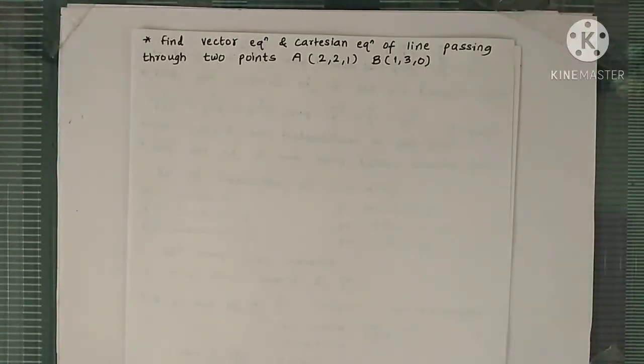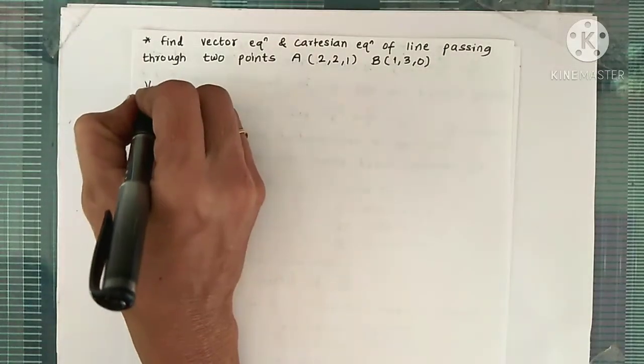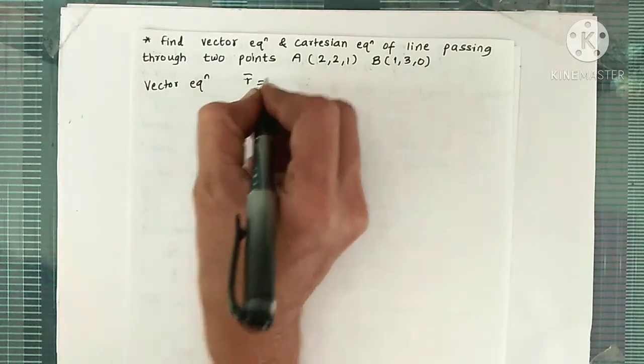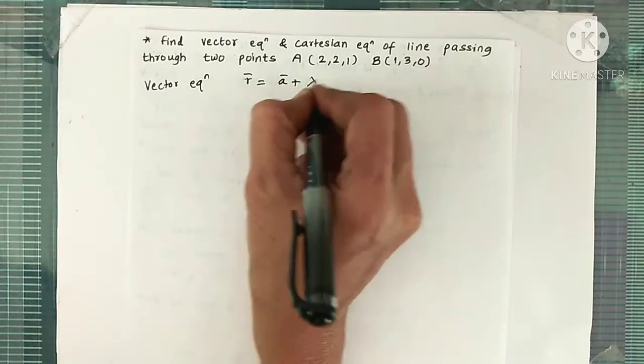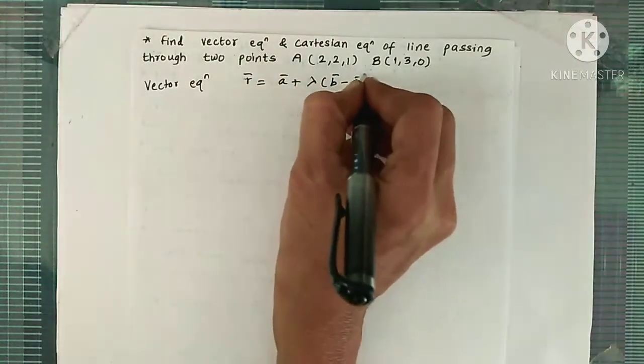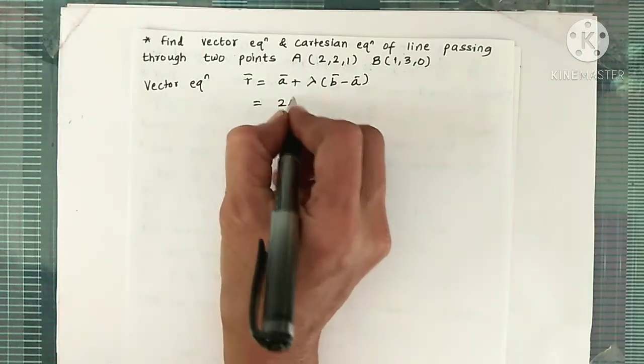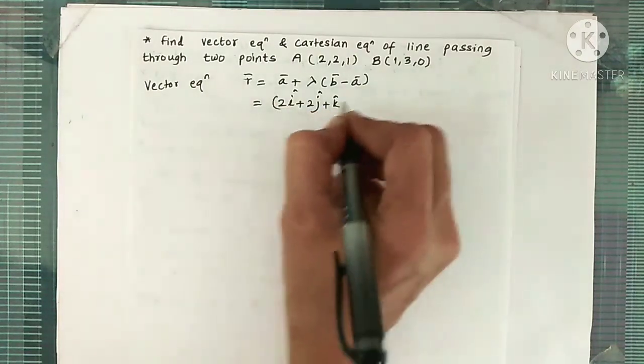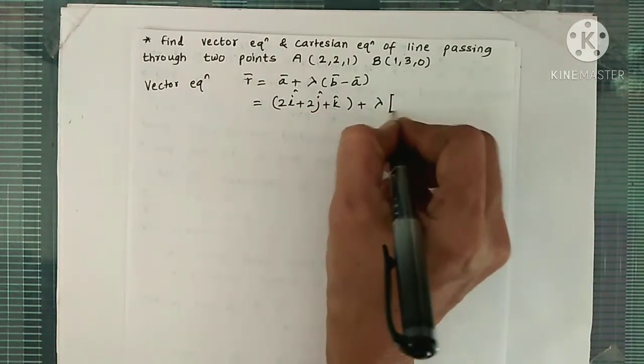Let's solve a question based on this formula. Find the vector equation and Cartesian equation of the line passing through 2 points A (2, 2, 1), B (1, 3, 0). So 2 points on a straight line are given. So first of all, let's write the vector equation. The form is r bar equal to a bar plus lambda into b bar minus a bar. Now a bar is 2i plus 2j plus k plus lambda into b bar minus a bar.